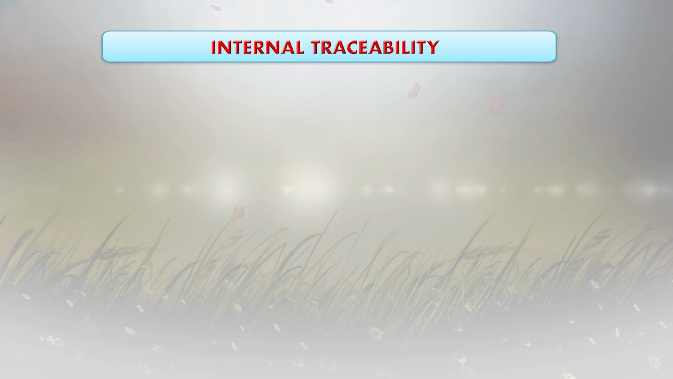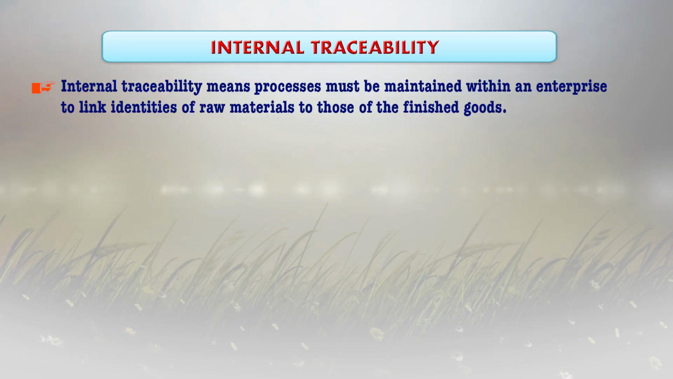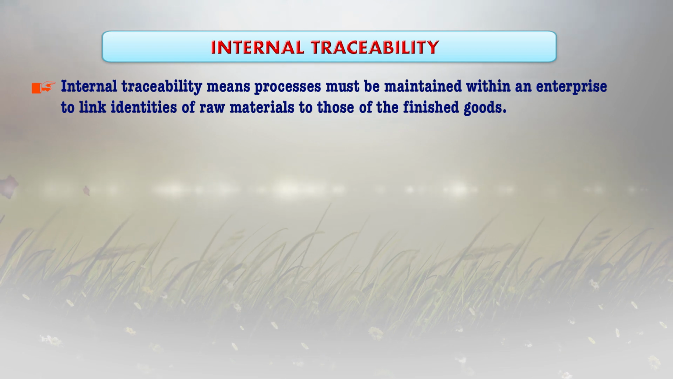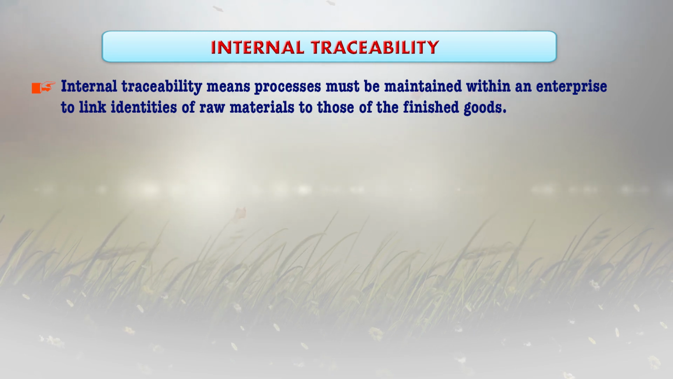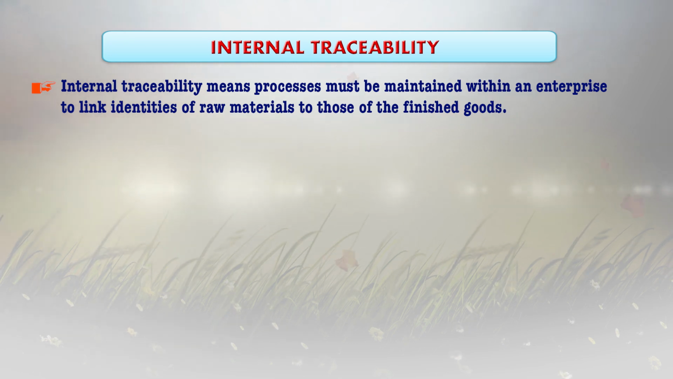And another is the internal traceability. That means the processes that must be maintained within the enterprise to link identities of the raw material to those of the finished goods. So, once the product has reached, we have to know what type of raw material was used for that particular product.